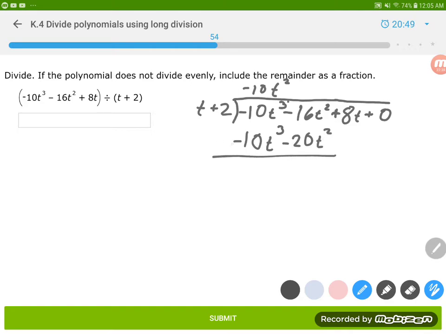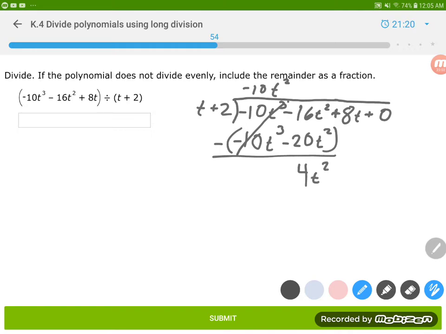I want to go ahead and subtract these from each other. And notice, t squareds can subtract from each other. T cubes can subtract from each other. These will actually perfectly cancel. That's good. That's kind of what we planned on. And then we will have a negative 16t squared minus negative 20t squared. So remember, minus a negative is plus, and that is going to give us 4t squared.